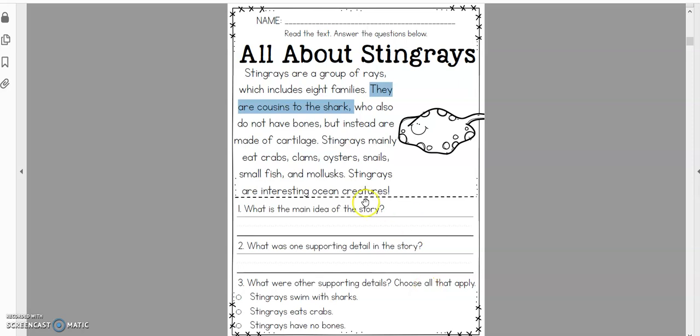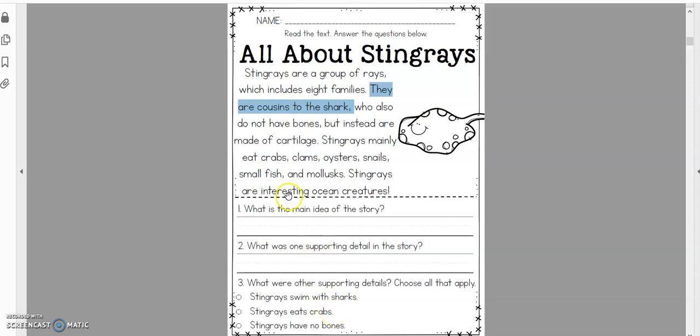Remember, a good reader always goes back to their text and takes a look. Remember, if I can find it in the text, that's going to help me answer the question. This first one says stingrays swim with sharks. Well, up here it says they're cousins to sharks. It doesn't say anything about them swimming with sharks. So I'm not thinking that's a good detail. I don't think that that's supported or found in the text.